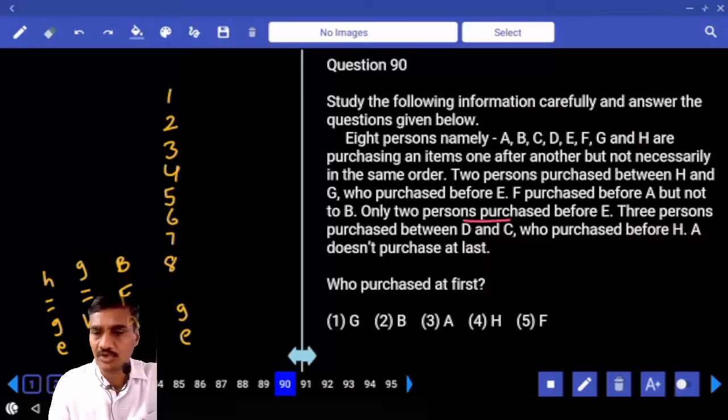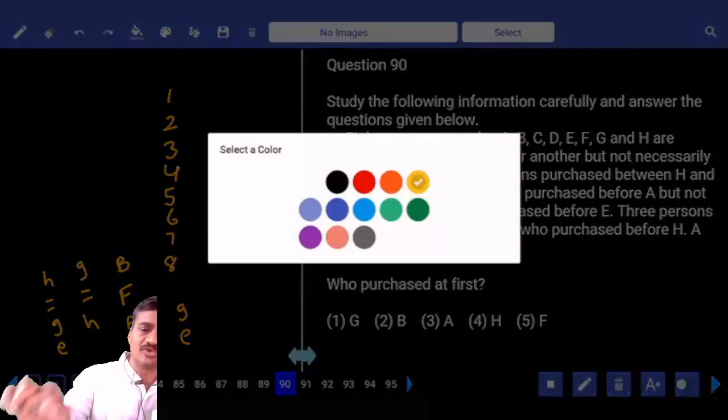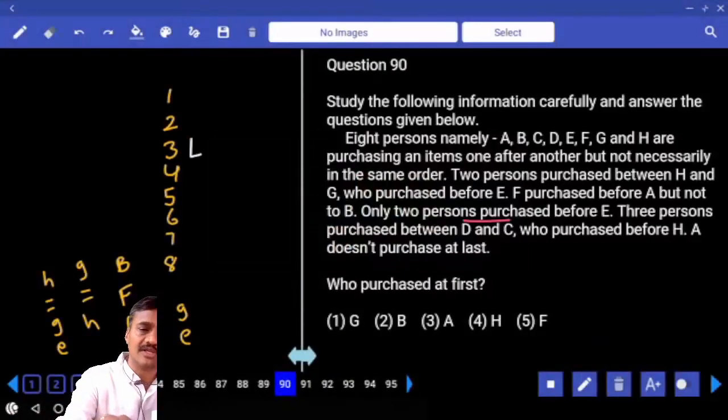And in this one, only 2 persons purchased before E. E కన్నా ముందు ఎంతమంది ఉండాలి? 2 మాత్రమే ఉండాలి. Hence E must be at the 3rd place. If E is here, now G is before E అన్నాడు కదా? G is before E అంటే ఎన్ని పాసిబిలిటీస్ వస్తాయి? 2 పాసిబిలిటీ. E can be at the 2nd place or E can be at the 1st place.